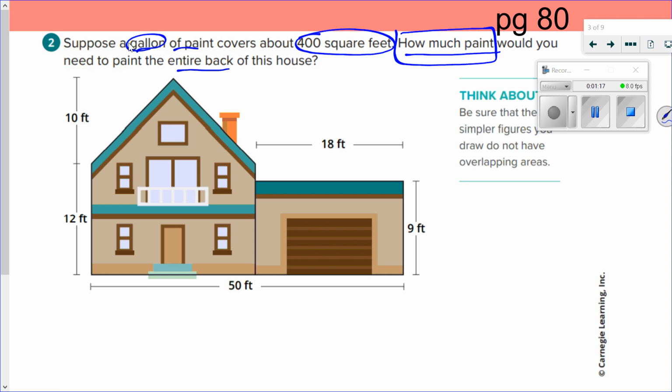Page 70 has your step-by-step. How do you break these down to find the areas of each of the individual shapes along with your formulas.